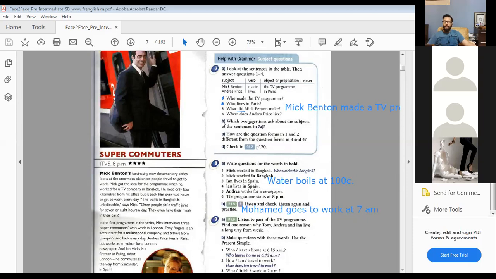Okay. But in part C, it says, how are the question forms in number 1 and 2 different from the question forms in number 3 and 4? So what's the difference between questions 1 and 2 and 3 and 4? What do you think the difference is? The difference is that 1 and 2 ask about the subject, but 3 and 4 ask about the object. Correct. This is the idea. Number 1 and 2 mainly ask about the subject, but 3 and 4 ask about the object of the sentence. So here, let's go to page 120. Here we have a little revision for the difference between subject questions and object questions. So let's go to 120 and let's see the difference.